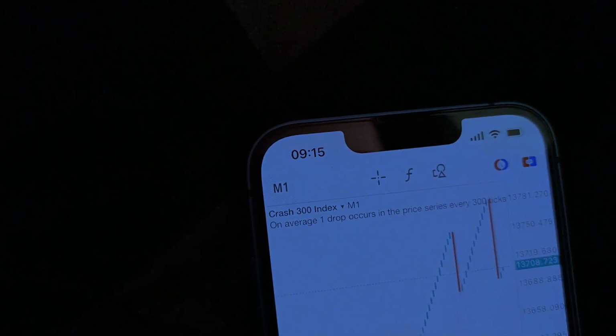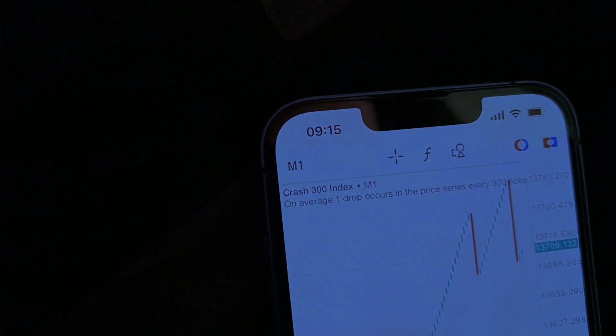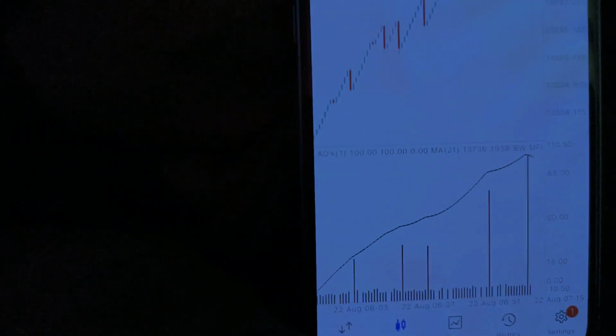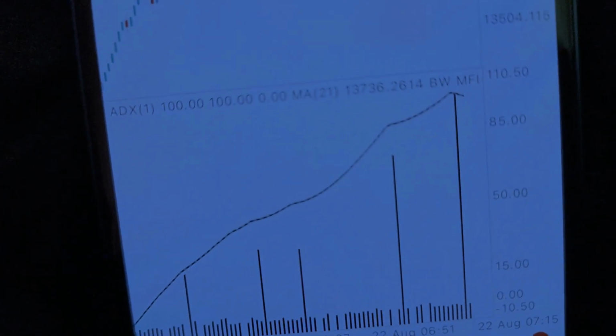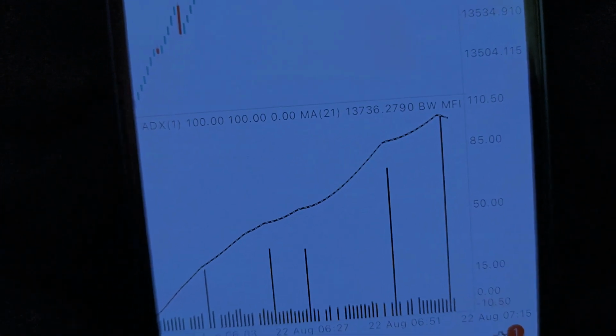So what you're going to do is wait for the moving average, which is in the ADX, to be below the 15 level. So the 15 level is actually here, which is the 15.0. Okay, so that's the first condition.